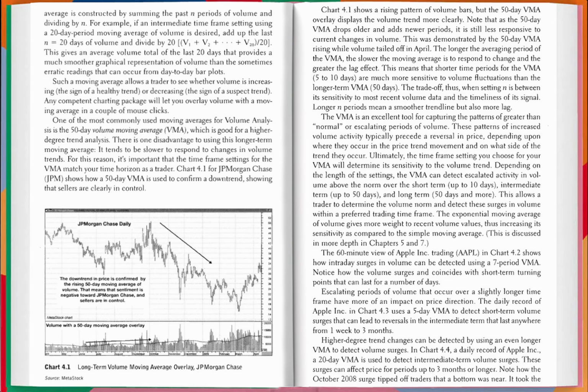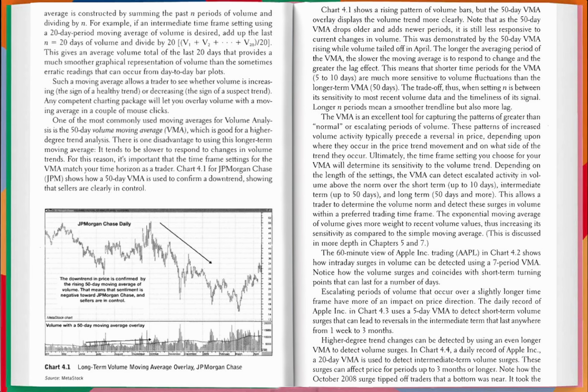The daily record of Apple Inc. in Chart 4.3 uses a 5-day VMA to detect short-term volume surges that can lead to reversals in the intermediate term that last anywhere from 1 week to 3 months. Higher degree trend changes can be detected by using an even longer VMA to detect volume surges. In Chart 4.4, a daily record of Apple Inc., a 20-day VMA is used to detect intermediate-term volume surges. These surges can affect price for periods up to 3 months or longer.